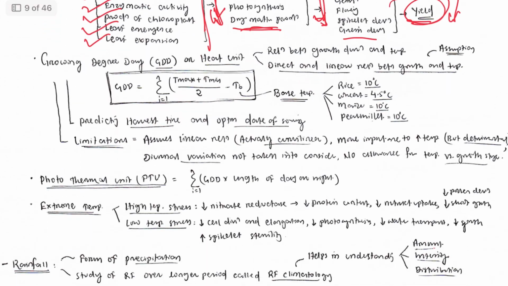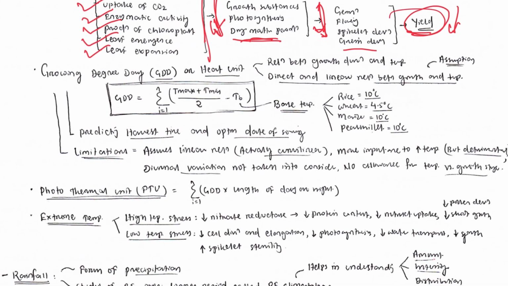Now, we have already discussed growing degree day. It is also known as heat unit, and it is basically the relationship between growth duration and temperature. How long the crop will grow, and the temperature. That means the difference between mean temperature and base temperature, and the impact of the accumulation of this difference on crop growth and development, and the relationship with the growth duration.